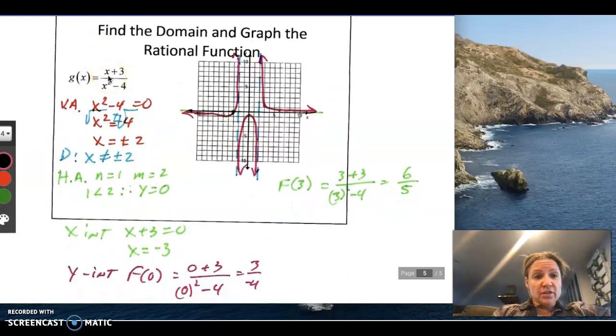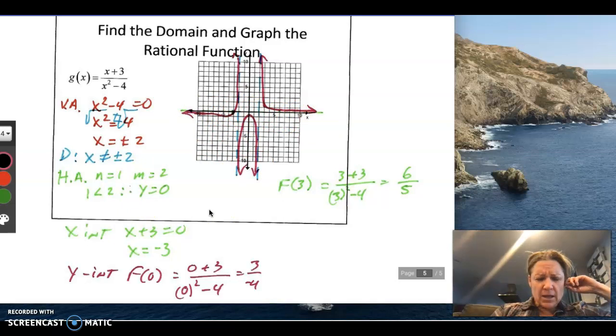All right. G of x is x plus 3 over x squared minus 4. So for the vertical asymptote, we want to take the denominator, set it equal to 0, and solve. We get plus or minus 2, so 1 here and 1 here. Horizontal asymptote, the exponent for the numerator is 1, the exponent for the denominator is 2. So 1 is less than 2, which means our horizontal asymptote is going to be at y equals 0.